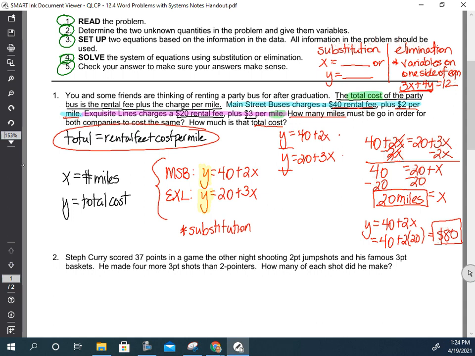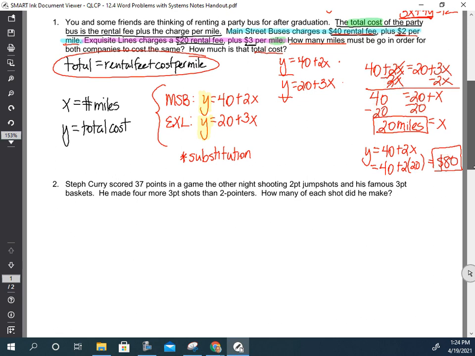Again, we're still solving systems. The only difference is now you are setting up the problem. All right, so example 2. Steph Curry scored 37 points in the game the other night, shooting 2-point jump shots and his famous 3-point baskets. He made 4 more 3-point shots than 2-pointers. How many of each shot did he make?